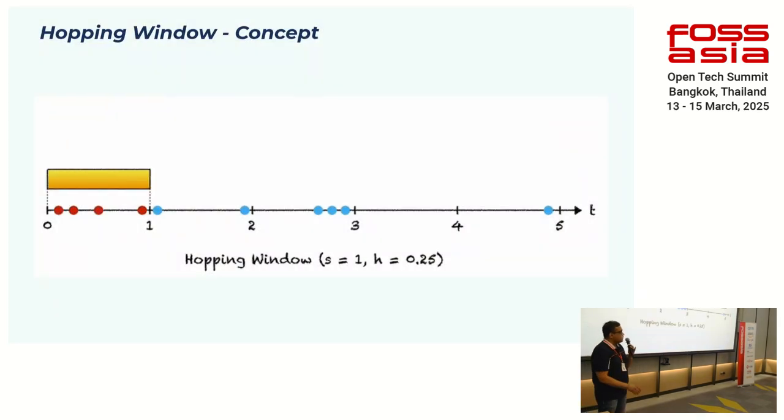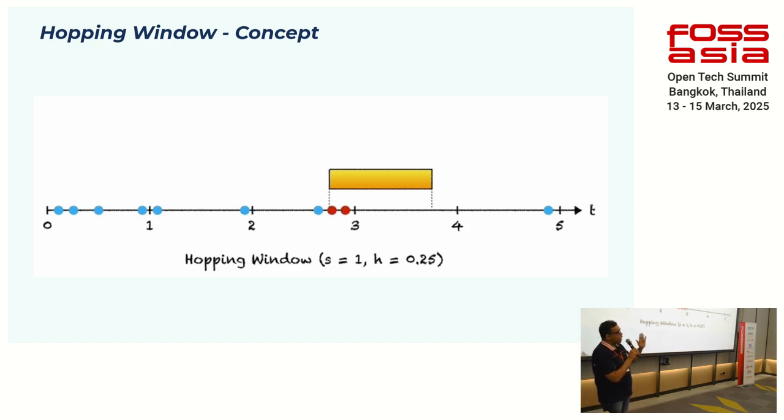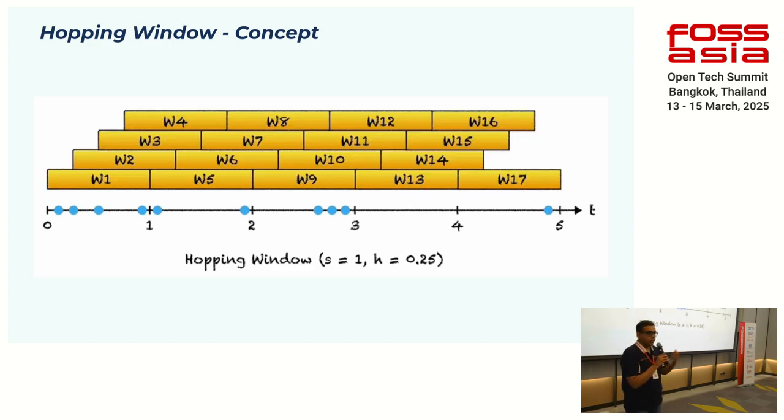So here, a hopping window is the same as a sliding window, only within 1 hour it slides every 15 minutes. So it gives me an aggregation, whether it's a count or a sum, every hour, but I get updated every 15 minutes on the value. It's like a moving average.